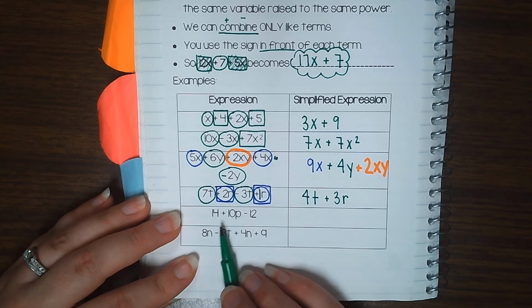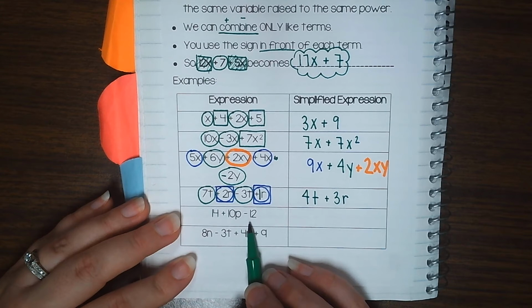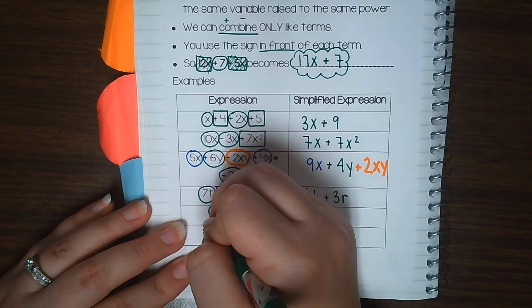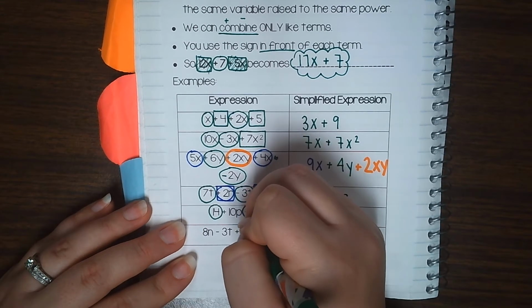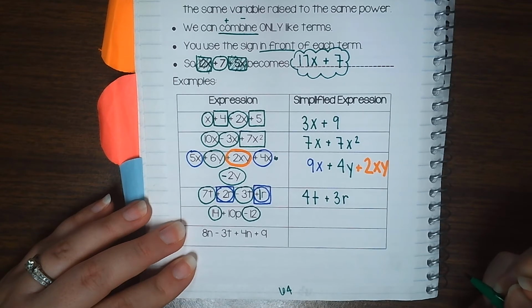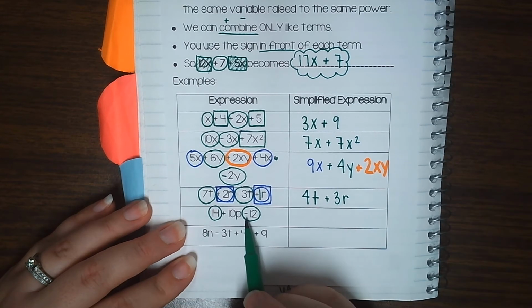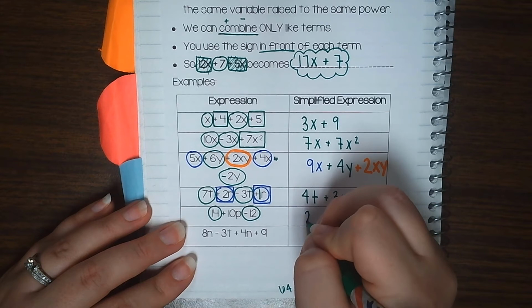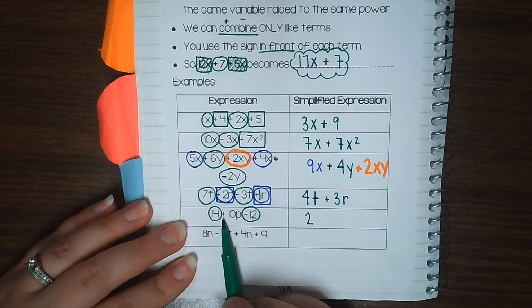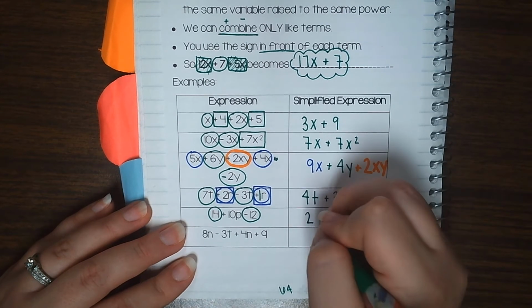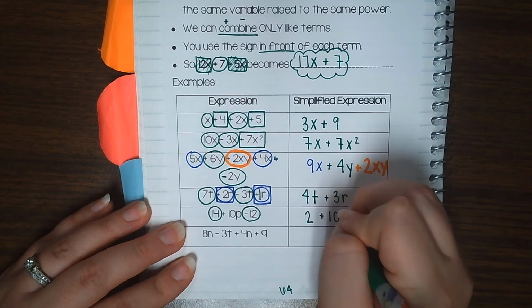Okay, next we have 14 plus 10p minus 12. So we've got constants. Those are the only like terms. 14 minus 12 is 2. Plus 10p is the only thing left. So we bring that over.